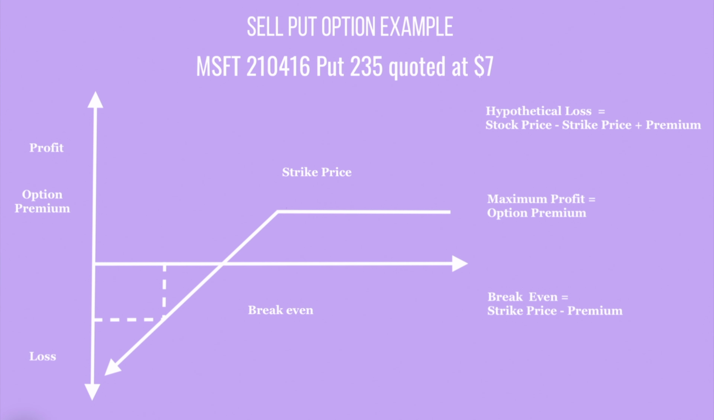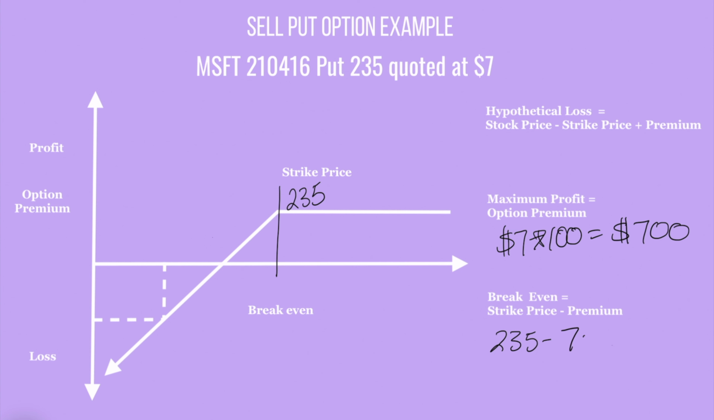If you sold the put option instead, then you have the obligation to buy 100 shares of Microsoft, and your profit and loss graph would look like this. Let's first mark the strike price, $235. And since you're selling an option, the maximum profit is equal to the option premium you collected. So $7 times 100 shares equals $700. So for the break-even point, it's the same as last example because they're both put options. So it's your strike price, $235, minus premium, $7, and that's going to give you $228 as break-even point.